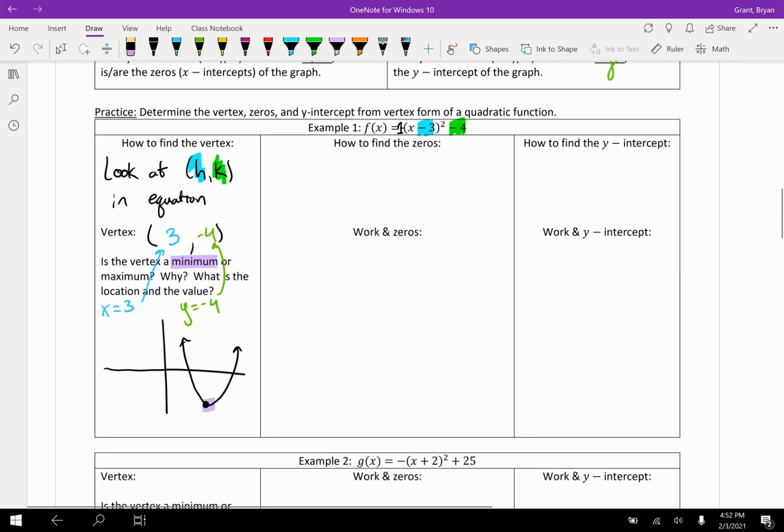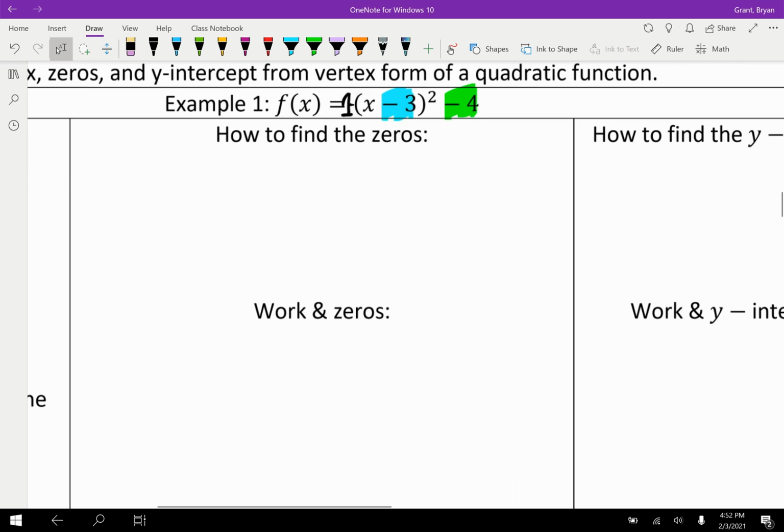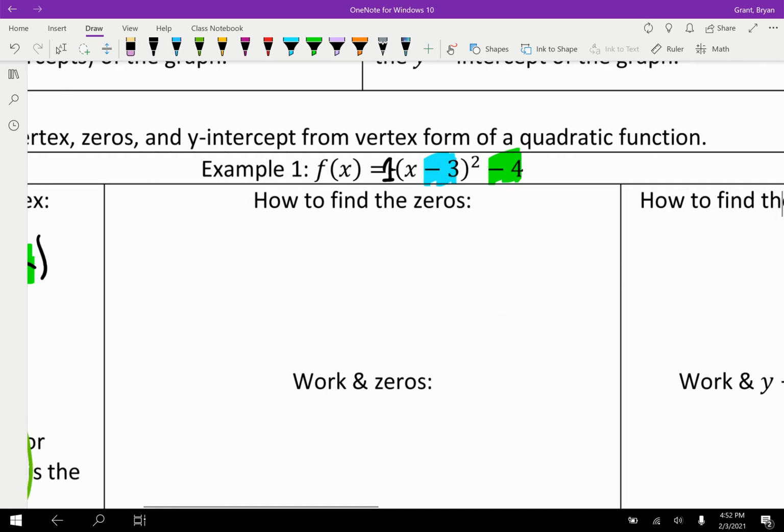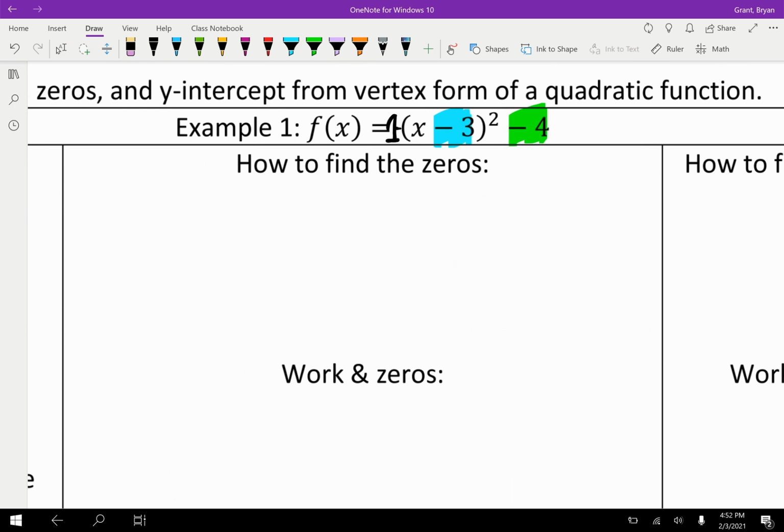All right, let's try our next one. How do we find the zeros? Well, we look at our equation and we look at our cute little organizer up above, and it says finding the zeros. So we should probably follow these steps. It says replace y with 0. So you look at this and go, ugh, I don't even see the letter y in the equation. But the step is replace y with 0. So we should probably do that.